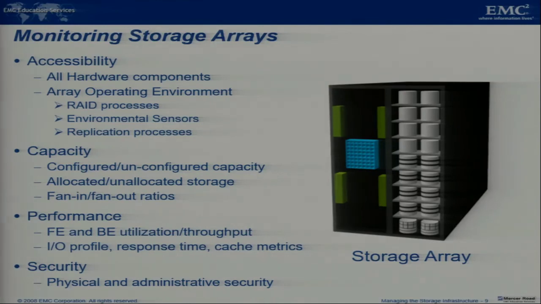Next one, monitoring storage arrays. We have seen monitoring hosts, monitoring the SAN, and the next component is called the storage array. Accessibility. When you talk about a storage array, it consists of RAID arrays, redundant array of independent disks, which are nothing but a collection of hard disks. So it includes all the hardware components. First one, RAID processes, environmental sensors and replication process. These are all the operations that are performed inside a storage array.